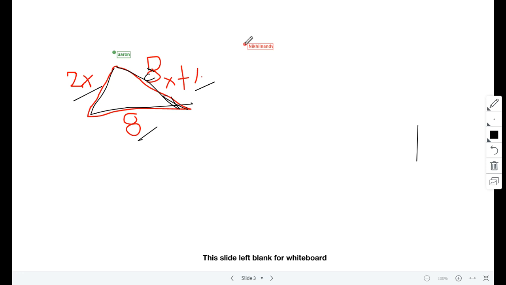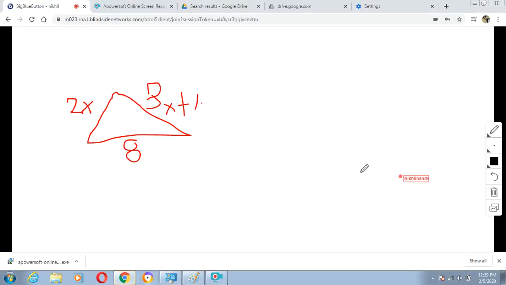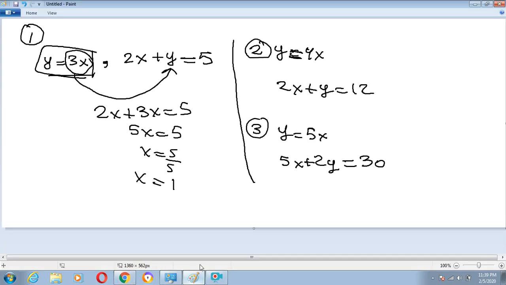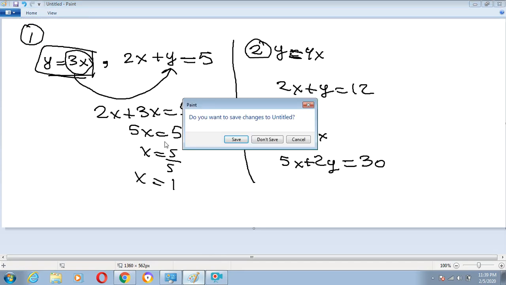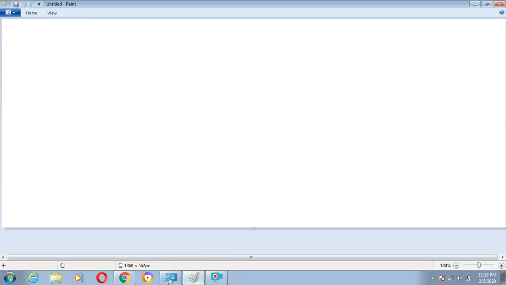I cannot read it. So okay, it's 6 times 3x plus 5. That I can read. Before that something is written. Oh, it's just simplify the expression. Simplify. Okay. Can you press the delete button? Okay, that's fine.